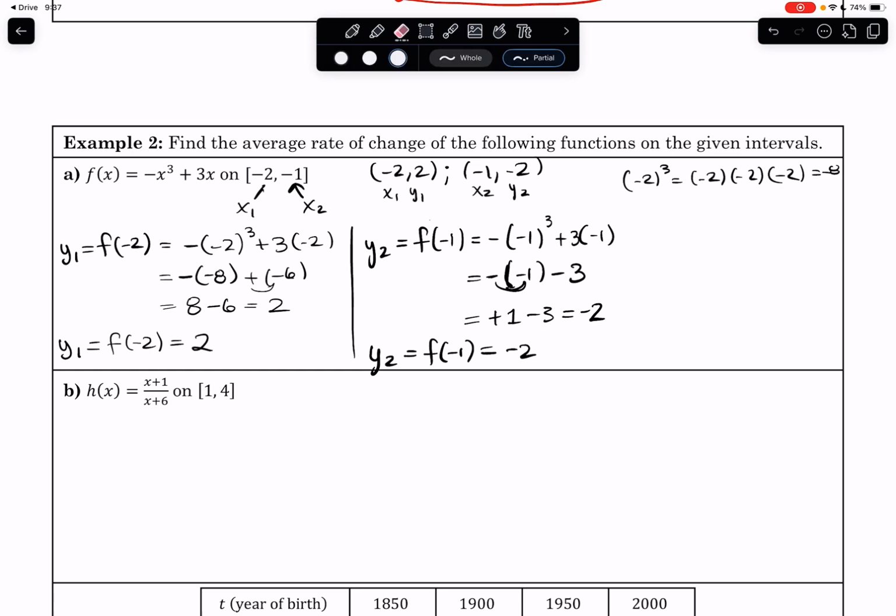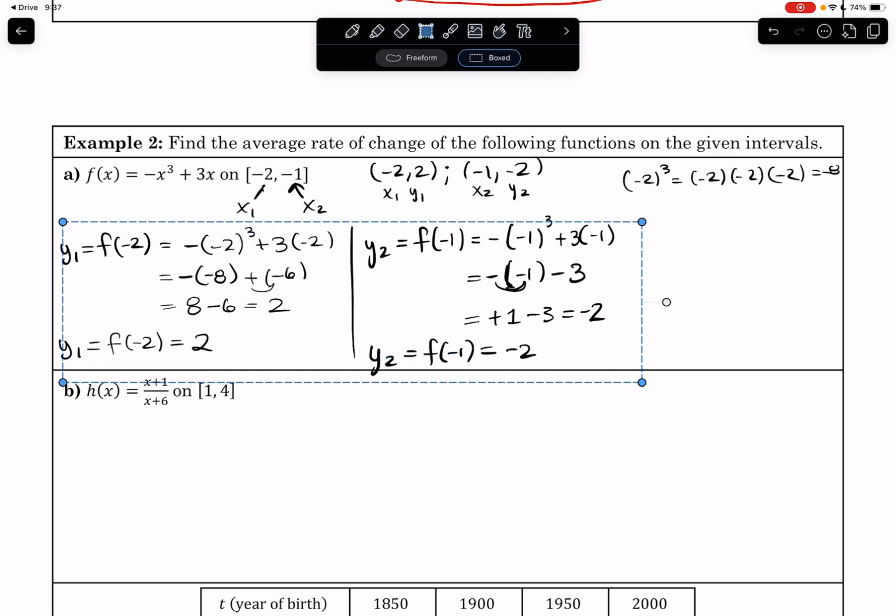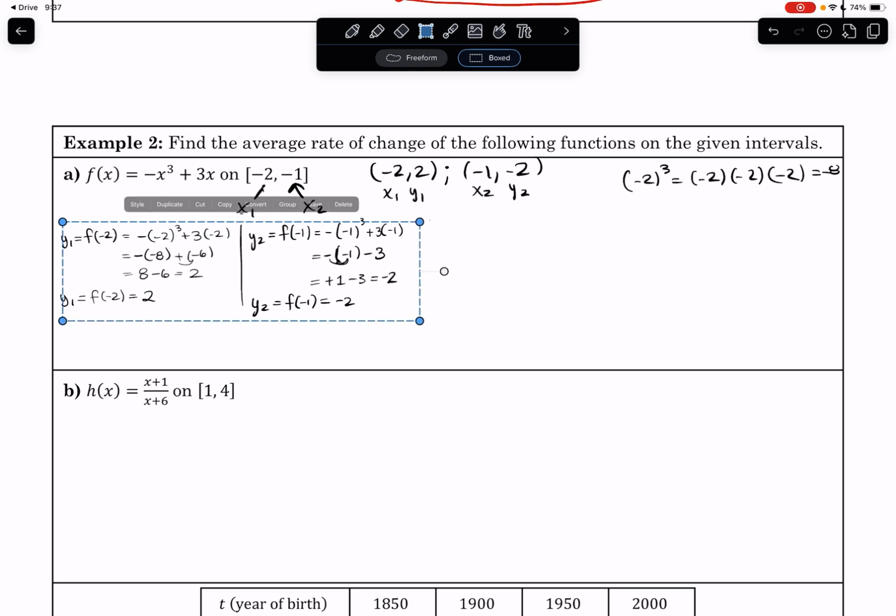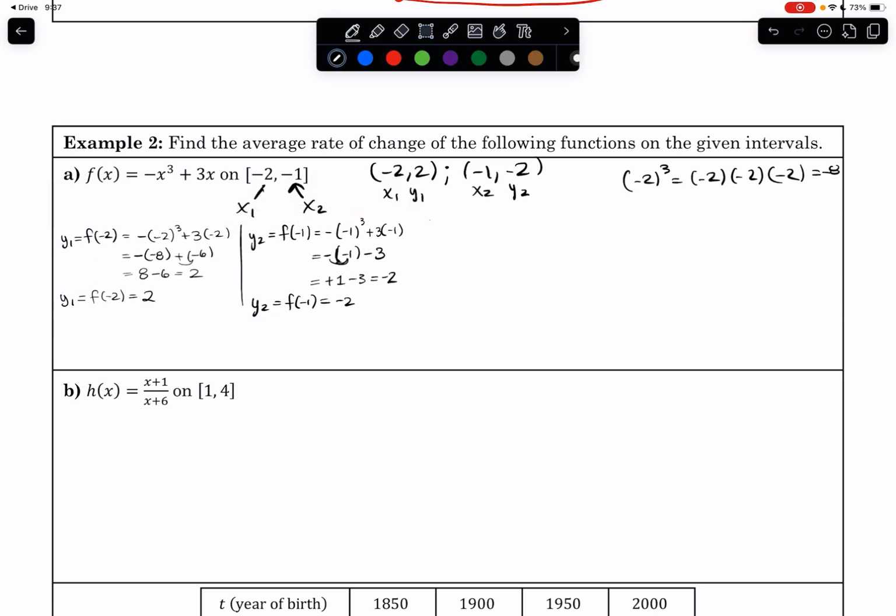And now that I have that, let me make this smaller. I don't need this to be this big. I can now figure out the rate of change by using the slope formula, y2 minus y1 over x2 minus x1.